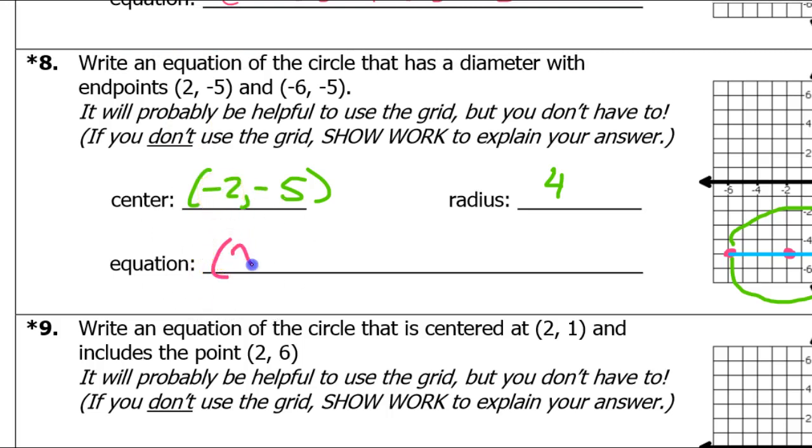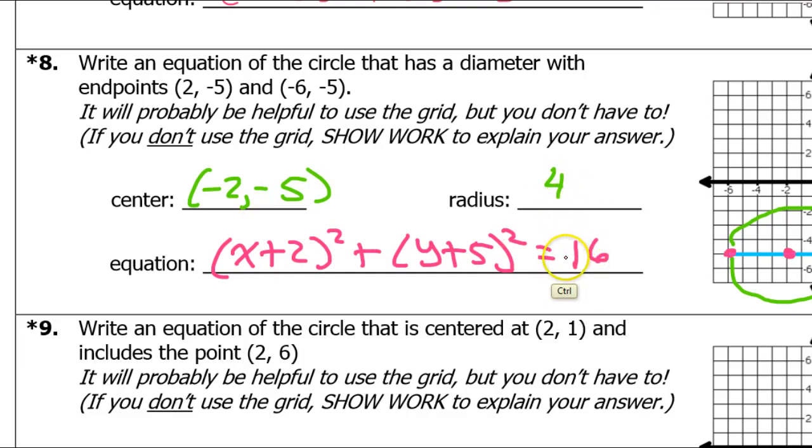Because of the negative 2, I can put x plus 2 squared. Because of the negative 5, I can put y plus 5 squared. All right, it's always the opposite of these. And because of the 4, I'll put 16, because this number is the radius squared. So that's the answer to number 8.